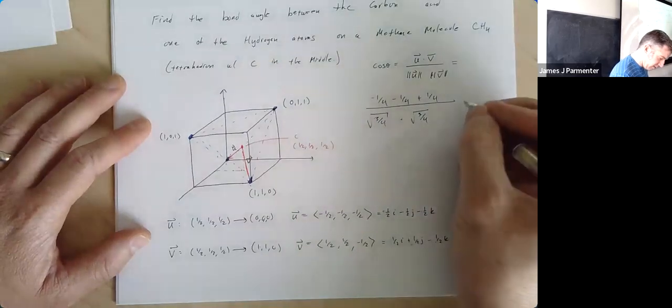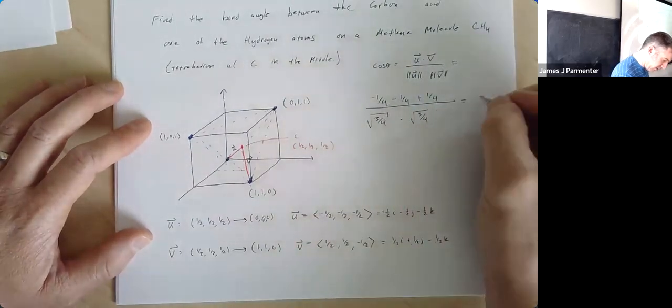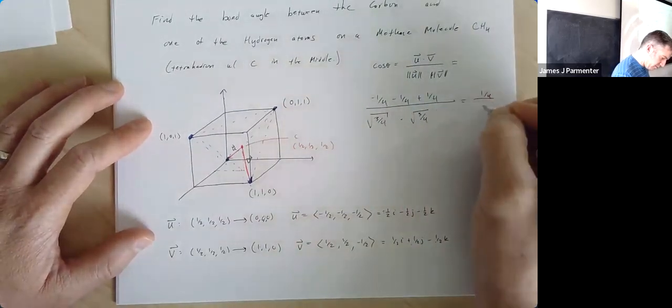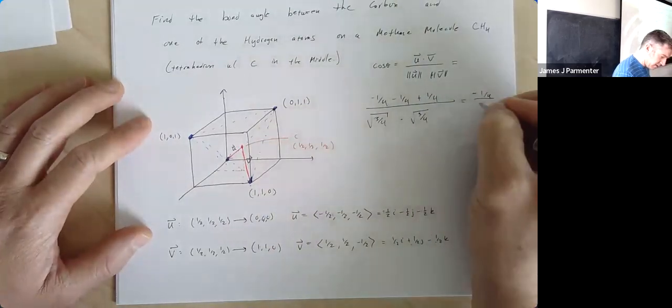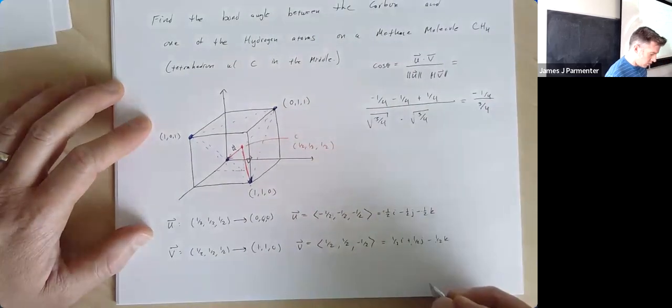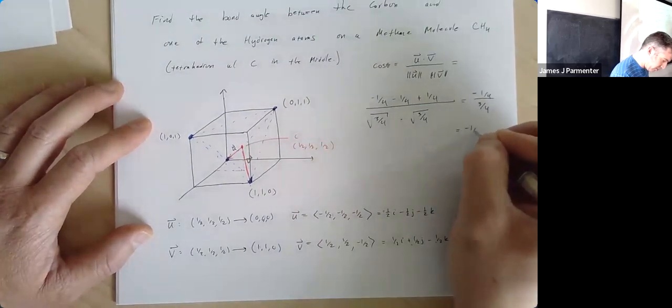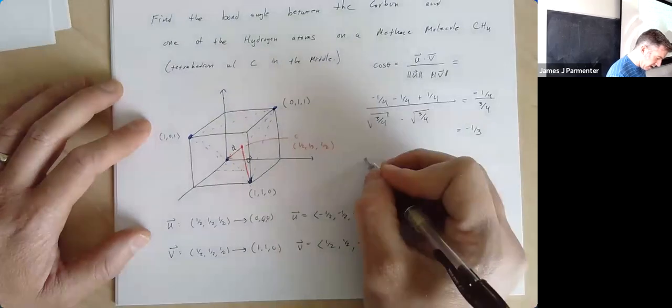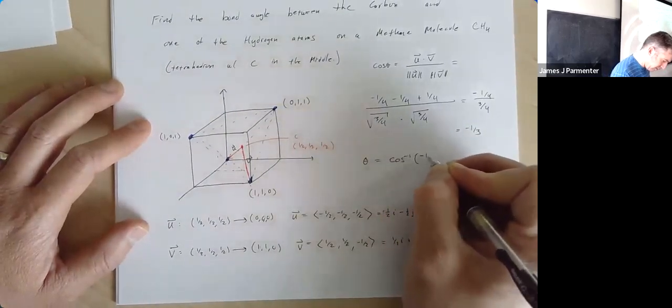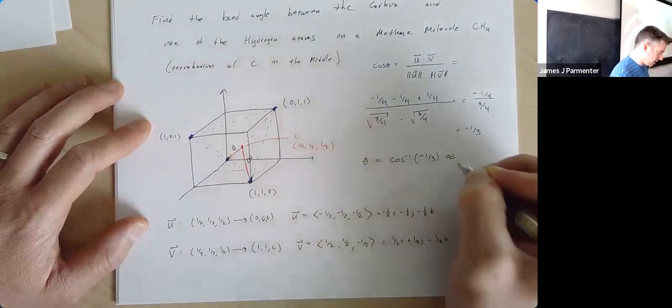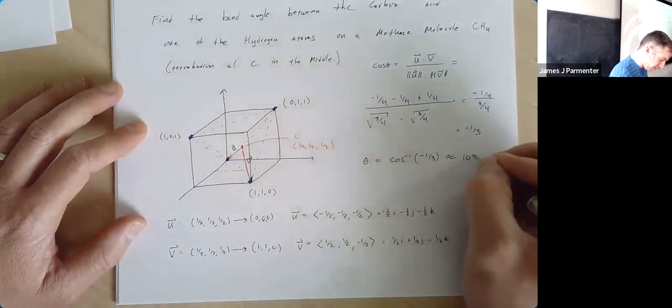So simplifying this a little bit, we end up with a positive 1/4 on top and a negative 1/4 on top, apologies, and a positive 3/4 on the bottom, or a negative 1/3 overall. So theta is going to be equal to the inverse cosine of negative 1/3, which is approximately 109.5 degrees.